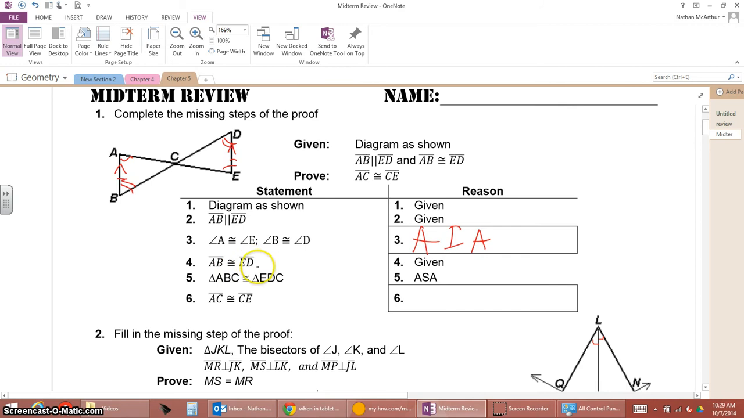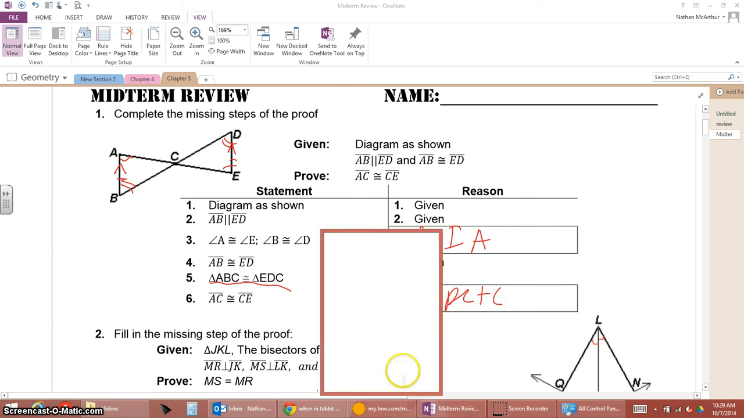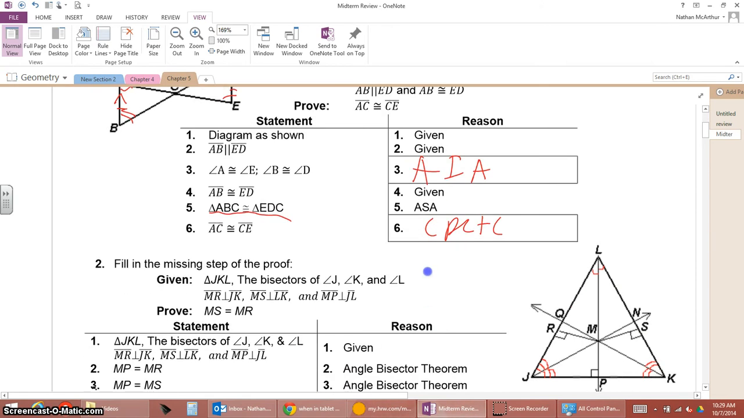Then it says AB is congruent to ED. That's given. Good. We've got those two triangles are congruent because of angle side angle. Then it says AC and CE are congruent. What always comes after a triangle congruent statement? CPCTC. Okay, we're done. So I move down.